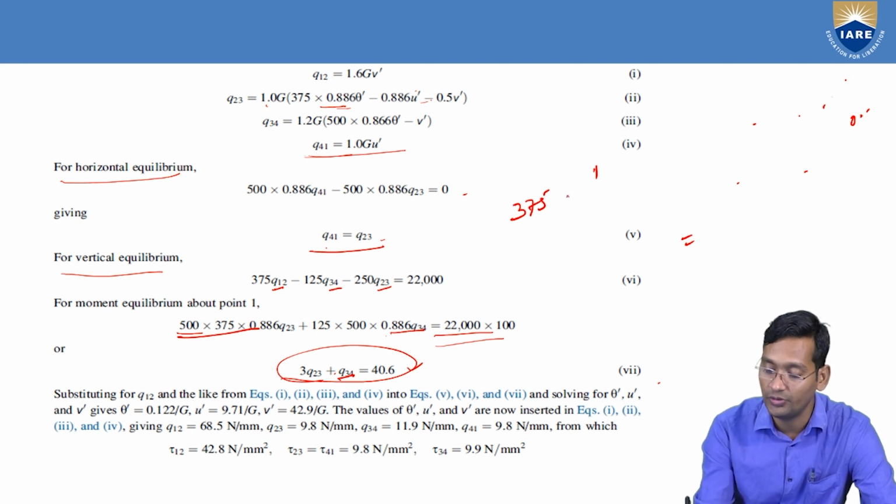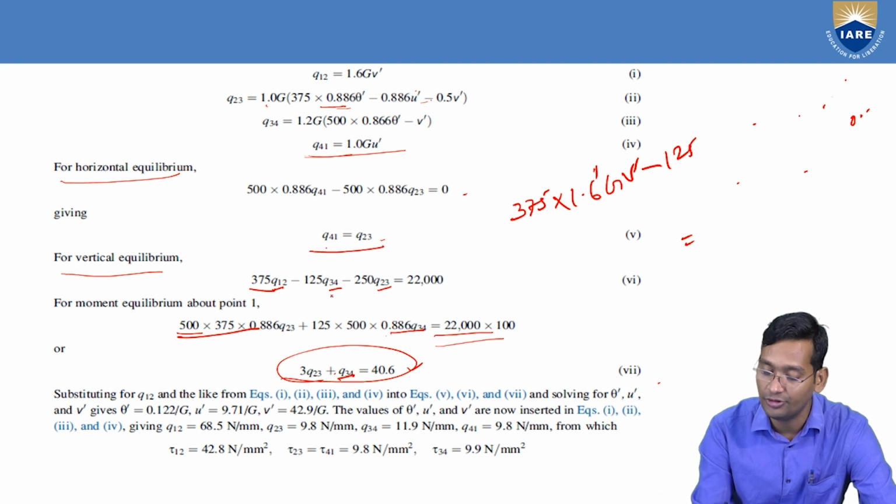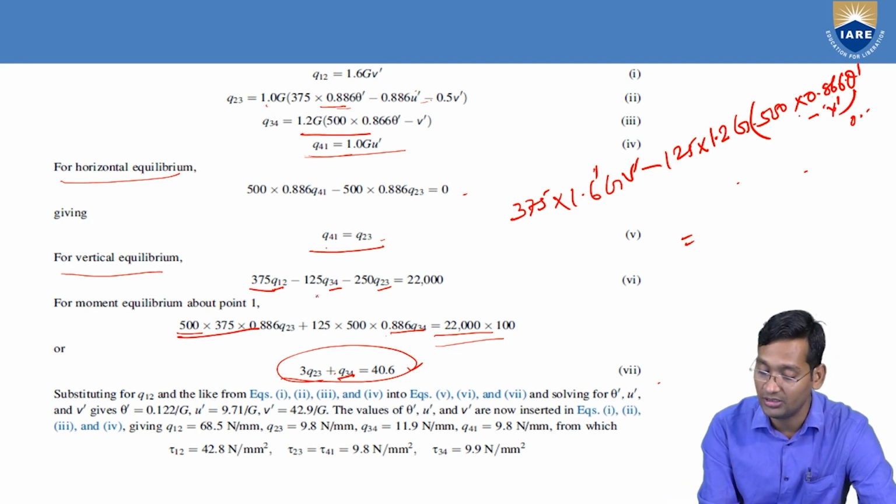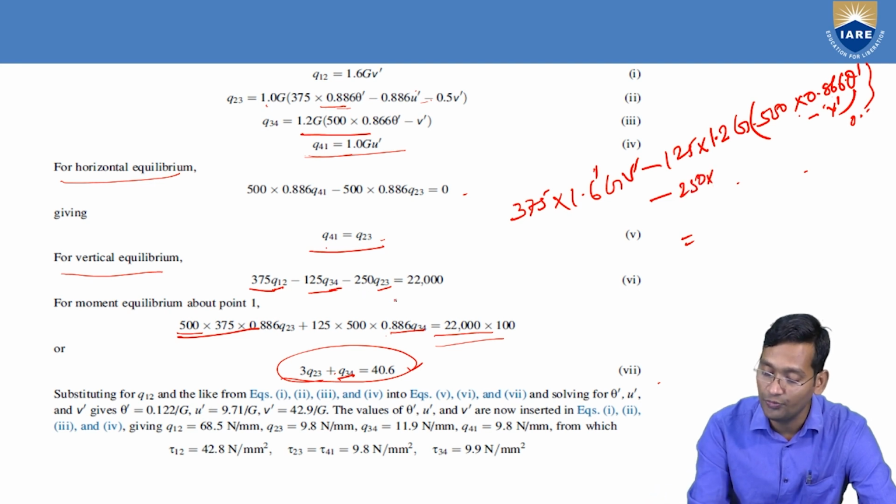So 375 into Q12. What is Q12? Here. So into 1.6 G V dash. So this term completed. Minus now 125 Q34. What is Q34? This total. Right. So into what? 1.2 G into 500 into 0.866 theta dash minus V dash. Right. So this will be after substituting this term. Okay. This whole thing. Then next is minus for this term. This is also over. Now for this term 250 into Q23. What is Q23? This whole thing.